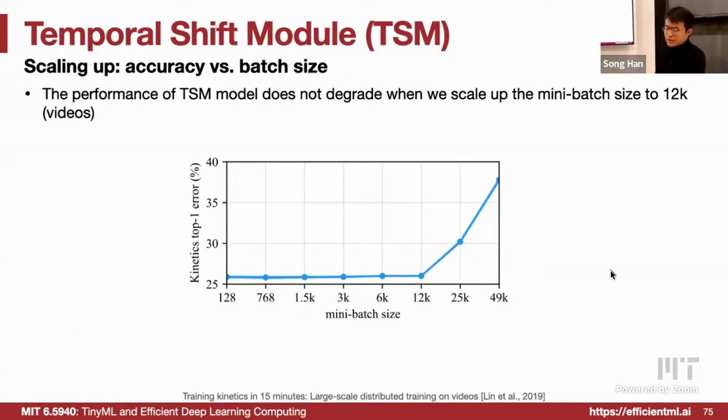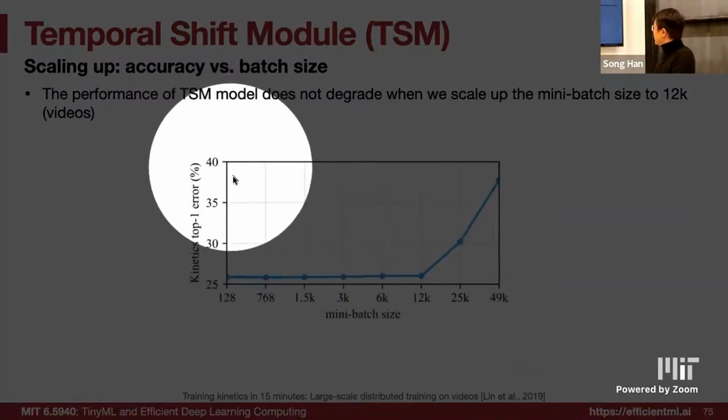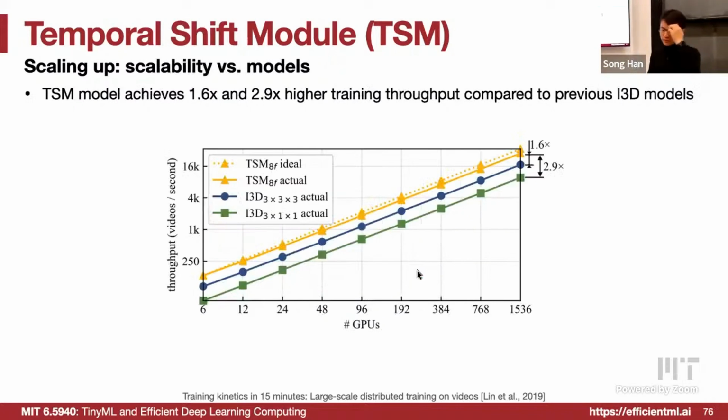So this is the accuracy versus the batch size. When we are increasing the batch size, this is the error. We can increase it all the way up to 12K batch size. So that's a perpetual issue. Increasing the batch size is usually associated with improved efficiency, but how to find the proper learning rate schedule to make sure a large batch size can still train well, that's a very interesting issue to explore.